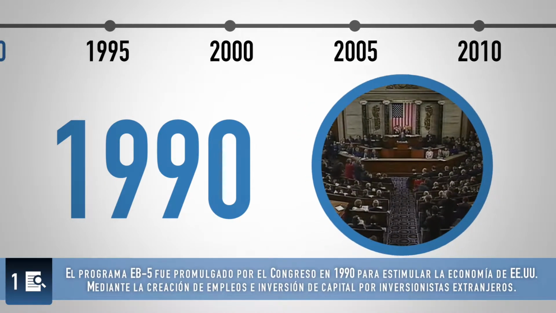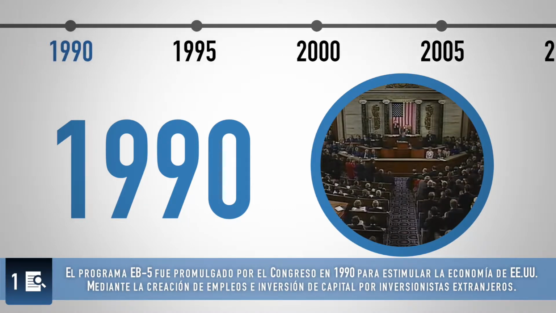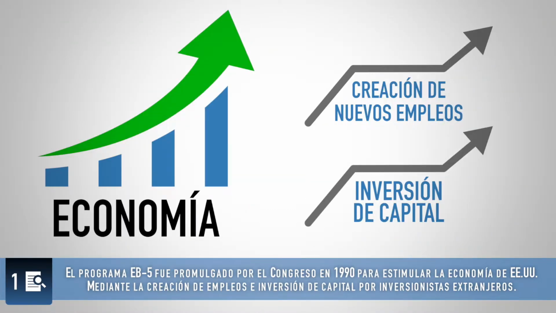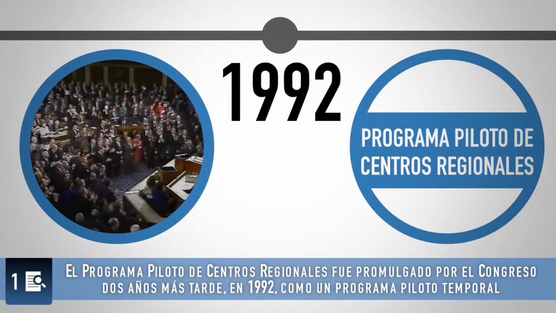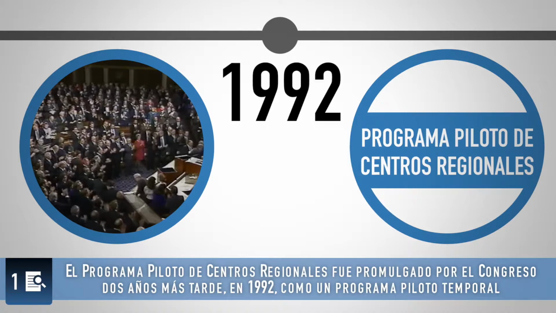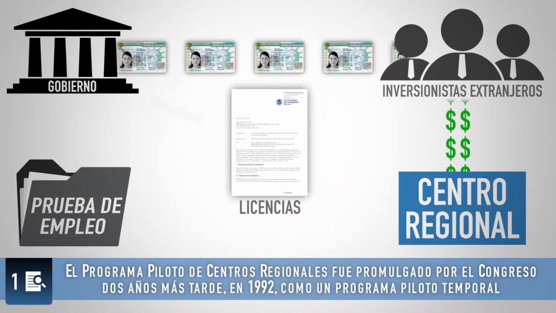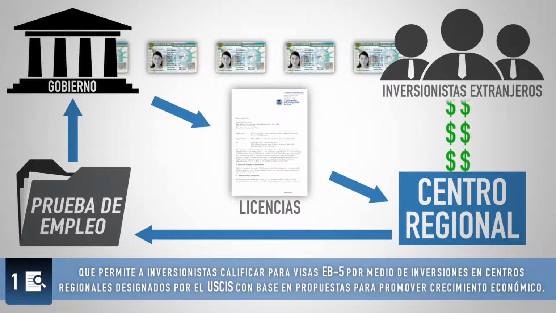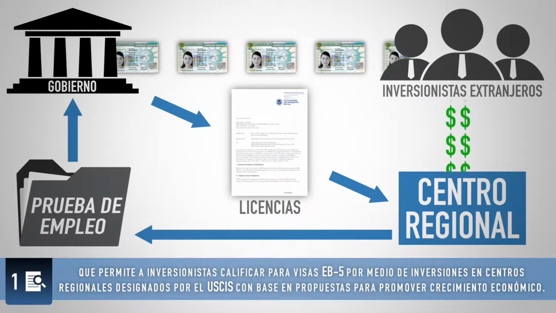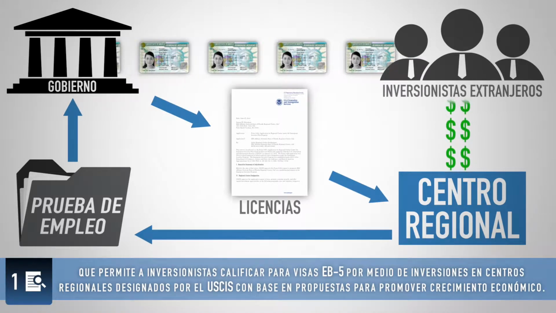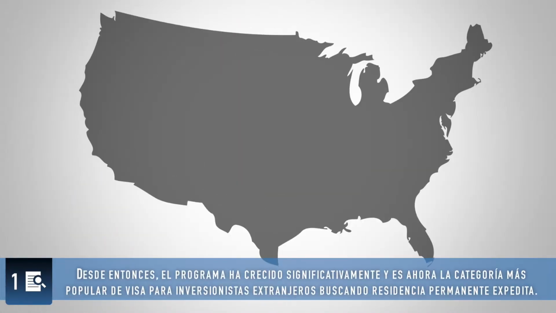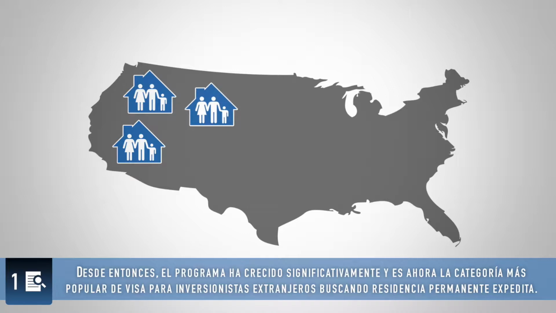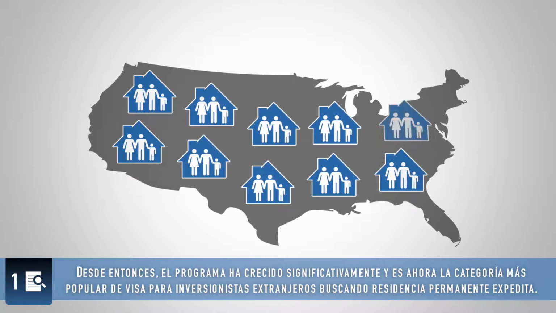First, let's begin with the history of the EB5 visa program and how it is administered today by the U.S. government. The EB5 program was enacted by Congress in 1990 to stimulate the U.S. economy through job creation and capital investment by foreign investors. The Regional Center Pilot Program was enacted by Congress 2 years later, in 1992, as a temporary pilot program to allow investors to qualify for EB5 visas by investing through regional centers designated by the USCIS based on proposals for promoting economic growth. Since then, the program has expanded significantly and is now the most popular visa category for foreign investors seeking expedited permanent residency.